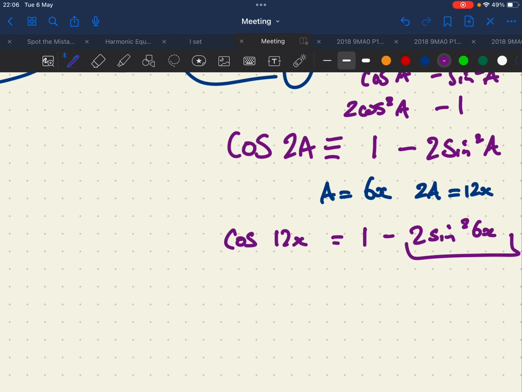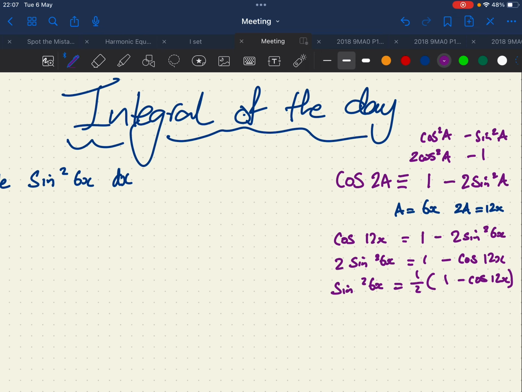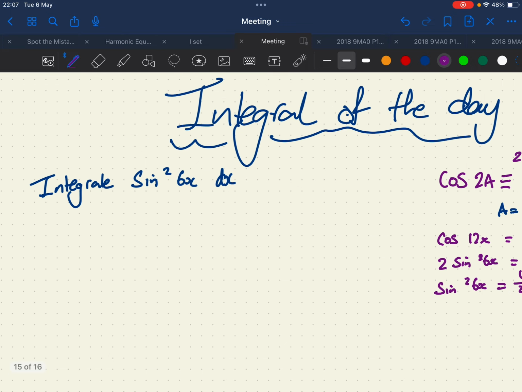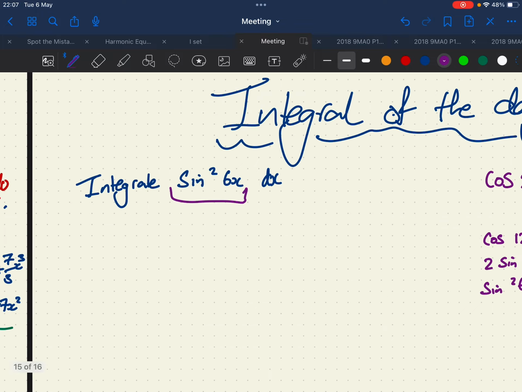If I swap these pieces, in effect, what will I get? I will get 2 sine squared 6x is equal to 1 minus cos 12x. It works best if you put the half here at the front. So this is the result that I am going to use because I'm not actually integrating this directly. I'm going to substitute this with all of this stuff here.